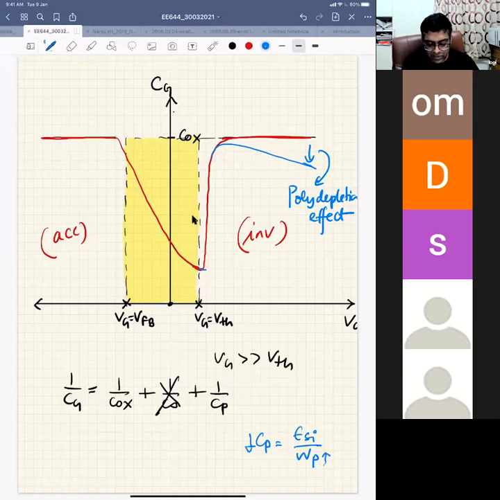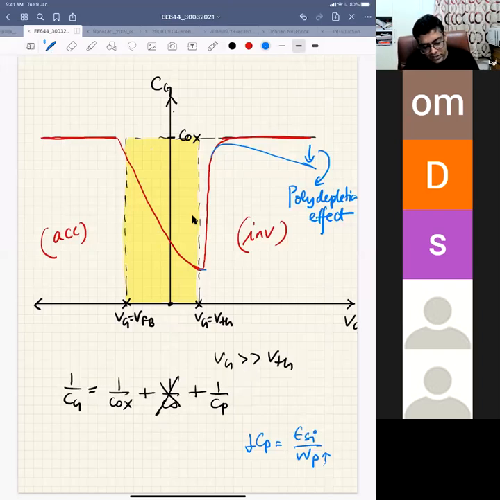If the CP reduces, then it will also interfere in 1 by CG, right? So you'll see a gradual fall, right? So when you see this, you know that the poly depletion effect is coming into the picture, right? And this is typical of that.